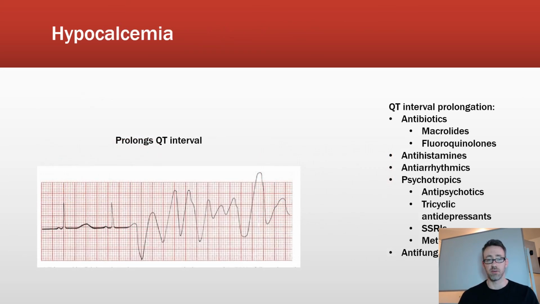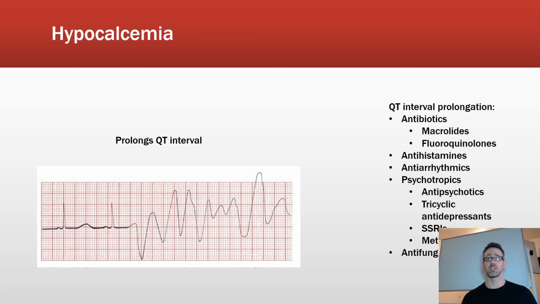As far as calcium levels are concerned, hyper or hypocalcemia can cause changes in the ECG. And again, it's an ion that's related to the action potentials in the heart, so it does play a role. So in hypocalcemia, you end up with a prolonged QT interval.